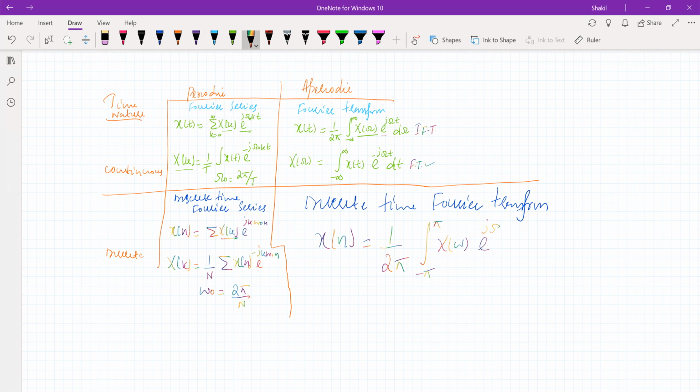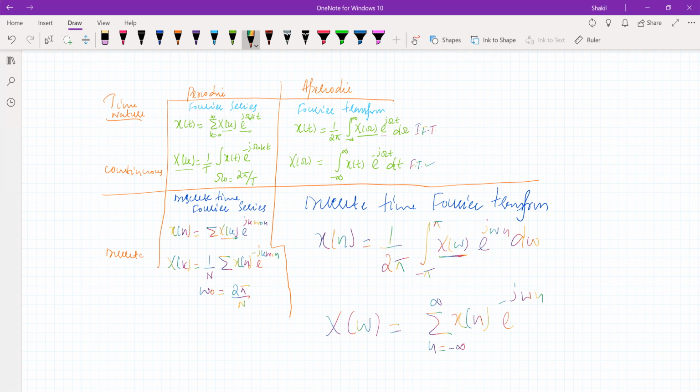j omega n d omega, where again this is the coefficient. This coefficient X of omega is given by this summation, n running from minus infinity to plus infinity, x of n e raised to the power minus j omega n. So these are the four Fourier representations.